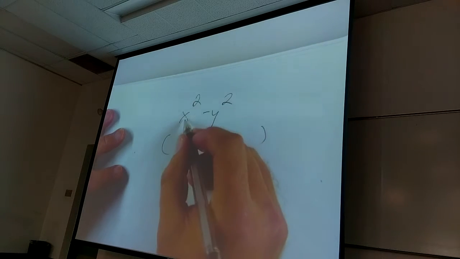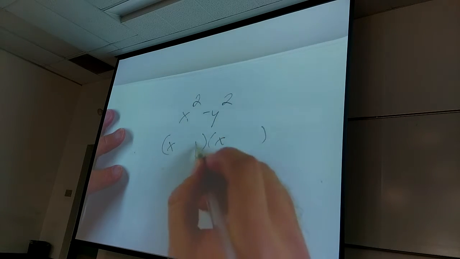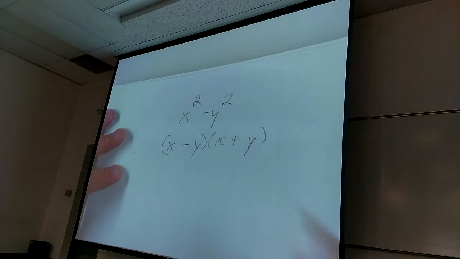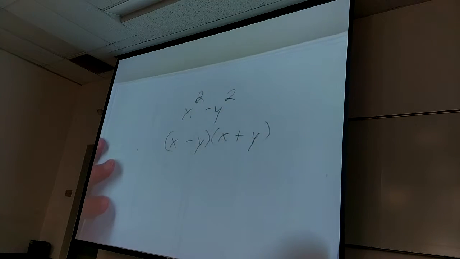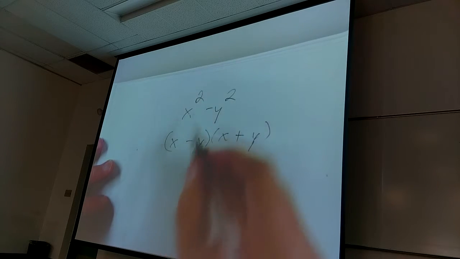Yeah, there's two of these things, so one there, one there. And to fill the middle term, I just make them opposite signs, right? Would it change if I put an A there? Would it really change? No, I just put A.